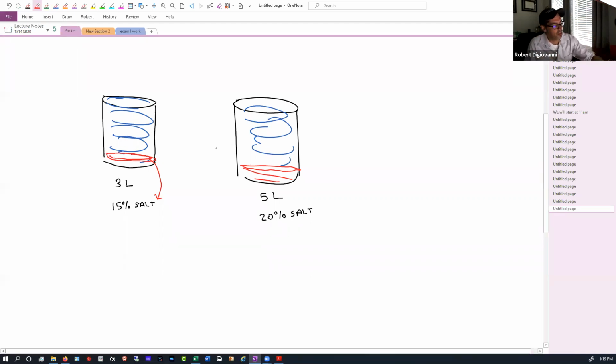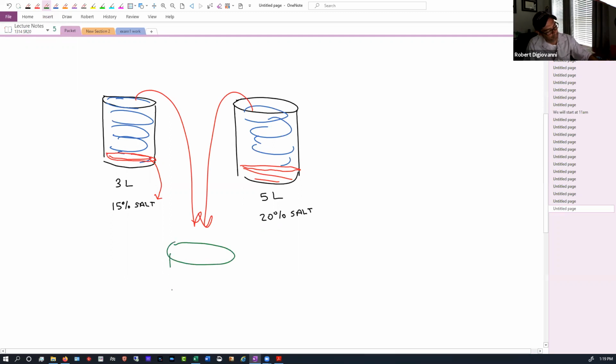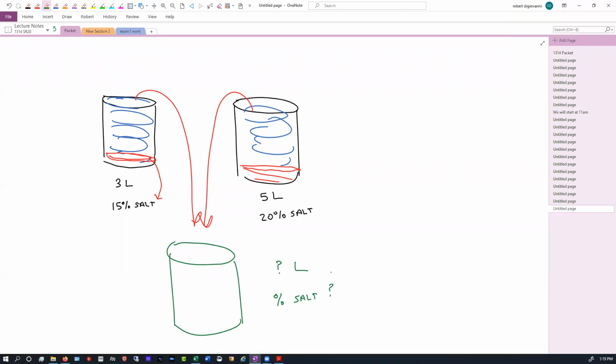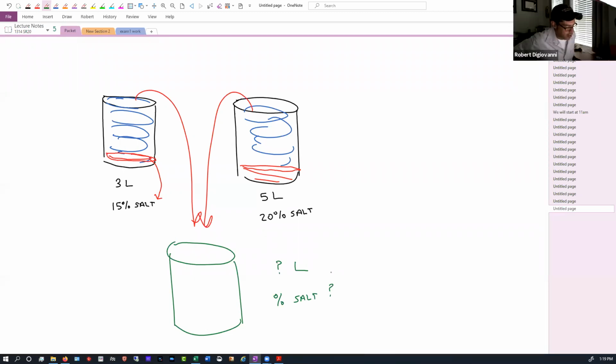If I take these two, I pour everything in that one into this new container. The question is, how many liters would I have, and what would the percentage of salt be? Does the question make sense? Is everyone okay with that? Yeah. Okay, so let's start with the easier of the two questions.